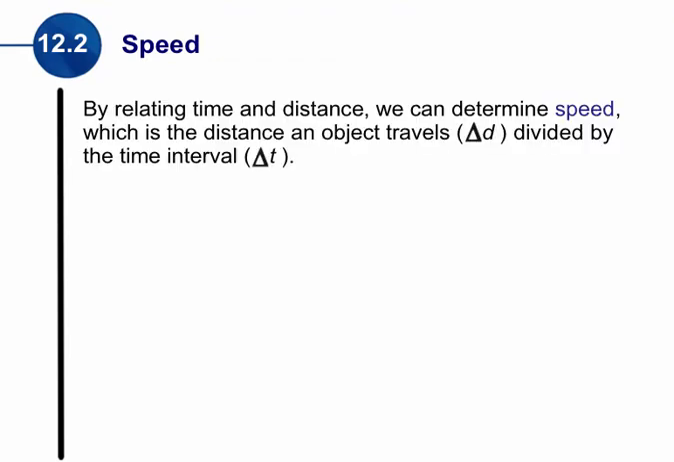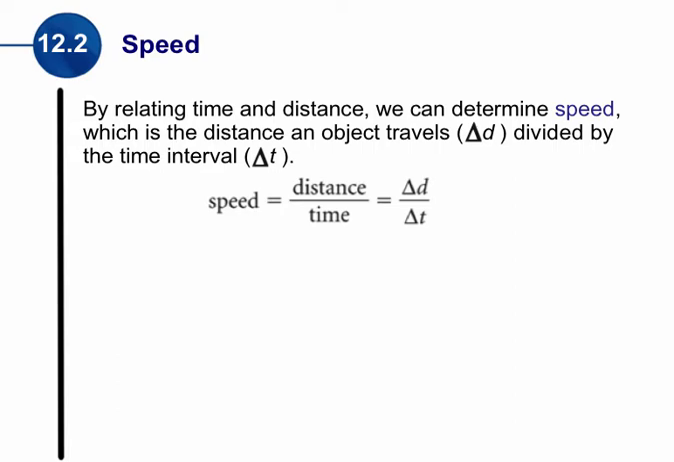Let's look a little closer now at speed. Now, much like we did on a graph, if we relate distance and time, we can determine the speed an object has traveled, which is really the distance an object travels, and we're going to use this symbol delta d divided by the time interval delta t. Change in distance, change in time. So speed is really distance over time, much like kilometers per hour, speed of a car. Distance, we say, is delta d, and time is delta t.